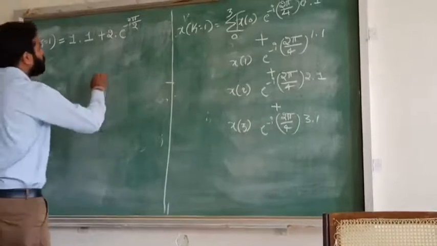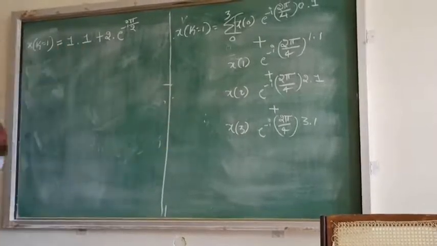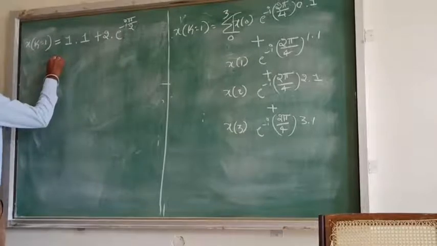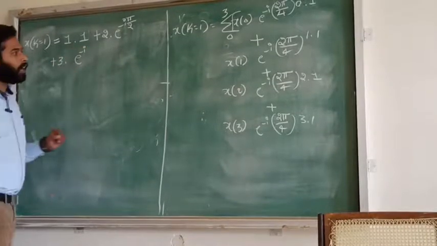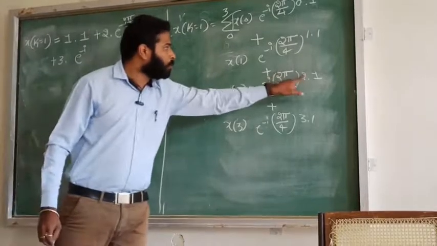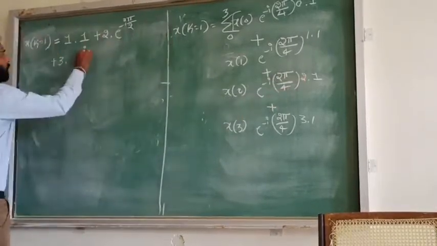Okay. Plus x of 2 is what? X of 2 is 3. So plus 3 into e raised to minus i, 2 2s are 4, 4 and 4 cancel. E raised to minus i pi.